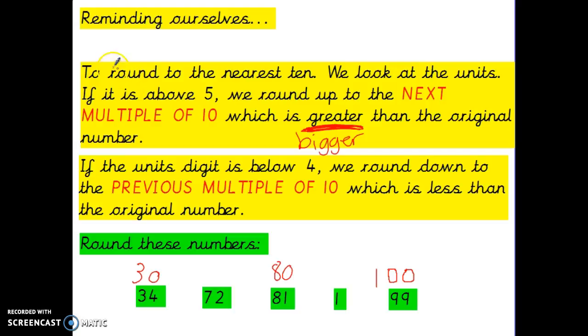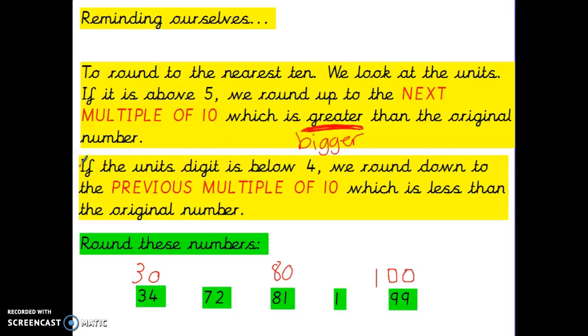So if you look here, it says to round to the nearest 10, we look at the units. Okay, so the number that's in the units column. If it is 5 or above, we round up to the next multiple of 10, which is greater or bigger than the original number. Okay, so when we round to the nearest 10, your number must be a multiple of 10. So for example, it must end in 0, 10, 20, 30, 40, 50, 60, all the way up to 100. Okay, and it's going to have a 0 at the end, at least one 0 at the end.